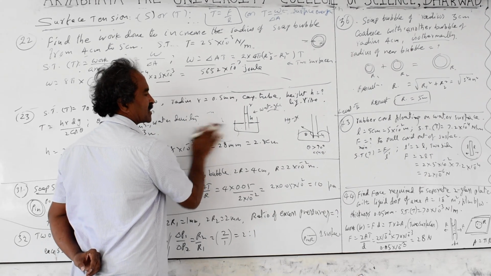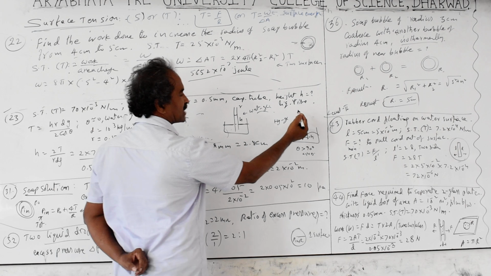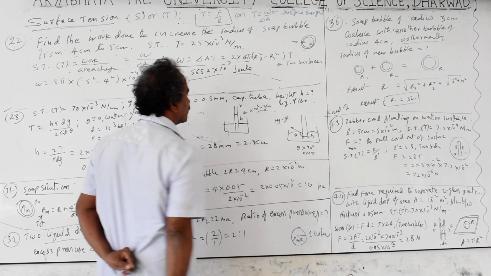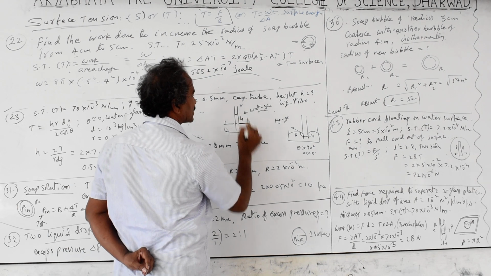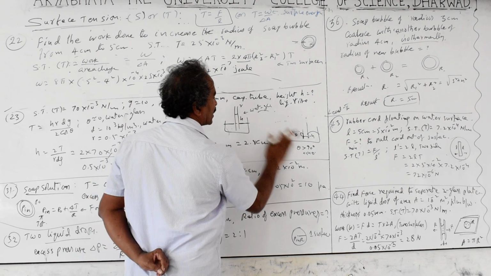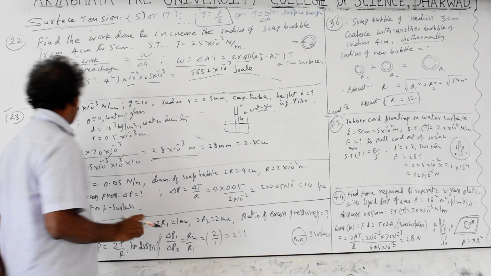For silver and glass, theta equals 0 degrees. The level never rises, never falls. The level will be equal in both cases. So in this case, for the liquid which is going to the glass, theta is approximately 0.